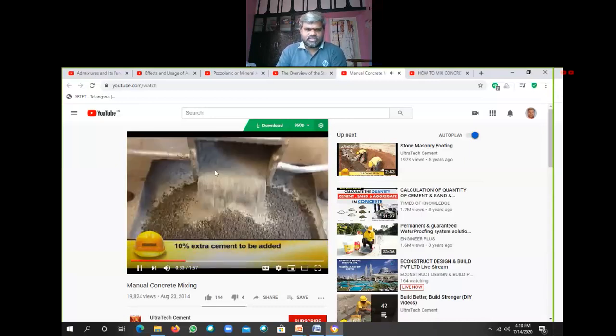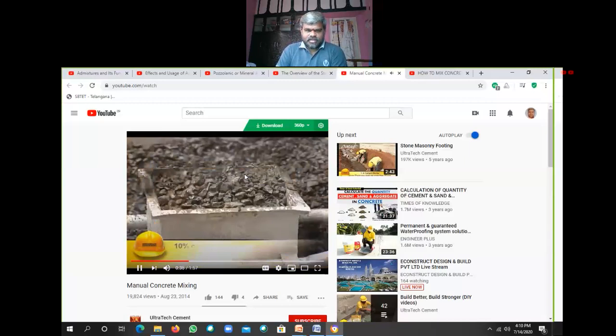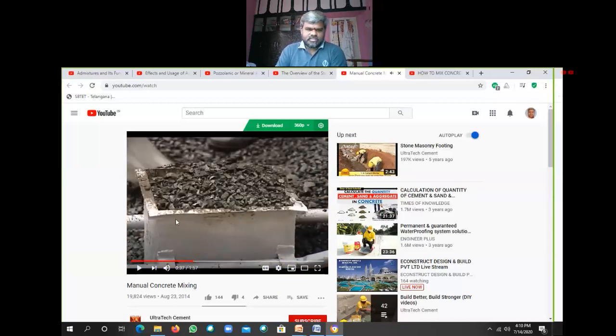See, these are the boxes, pharma boxes, they are using for taking the material, right? This is volumetric batching. Manual mixing is done by volumetric batching. These are the pharma boxes which are used to measure the quantities, right?